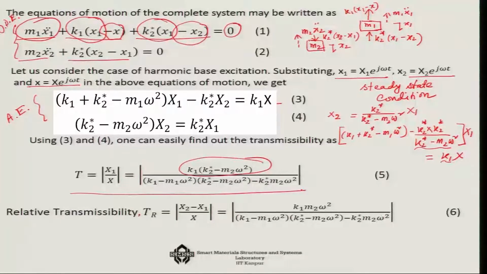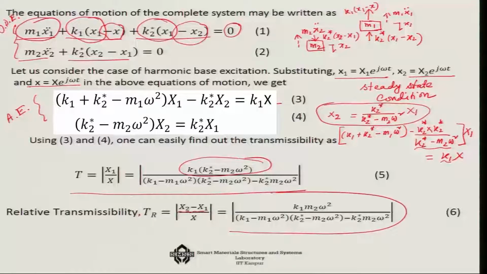Similarly, once you do it for one case, you should be able to do it for the TR also, which requires x2 minus x1. You already know the relationship between x2 and x1. That is why you will be able to find out x2 minus x1, and then you can find out x2 minus x1 by x, which will take up this form.